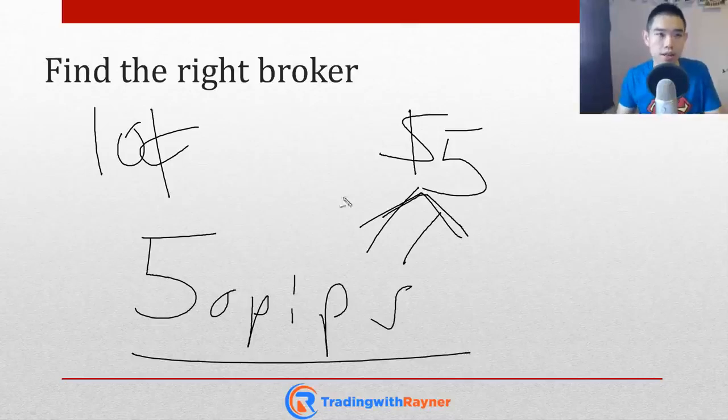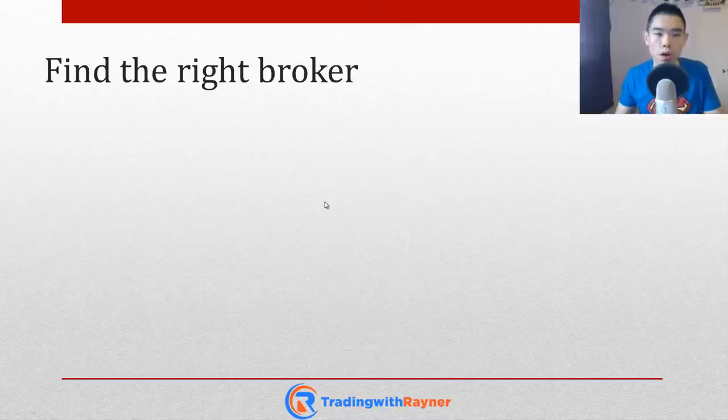Okay, so the first tip that I have for you is, go and find the right broker that offers you to trade micro lots. This is important because if you want to trade a small account, you must be trading smaller size, and not all brokers allow you to trade smaller size. So usually brokers who adopt a market maker business model, they allow you to trade micro lots and below.